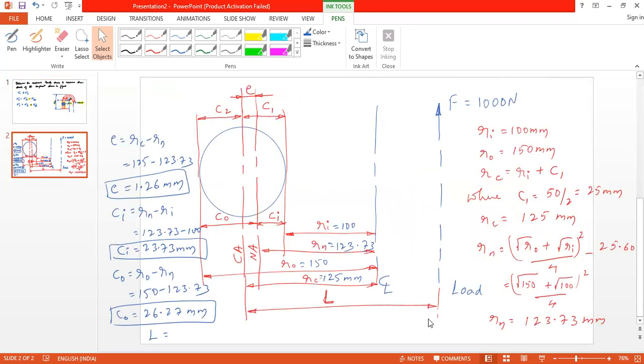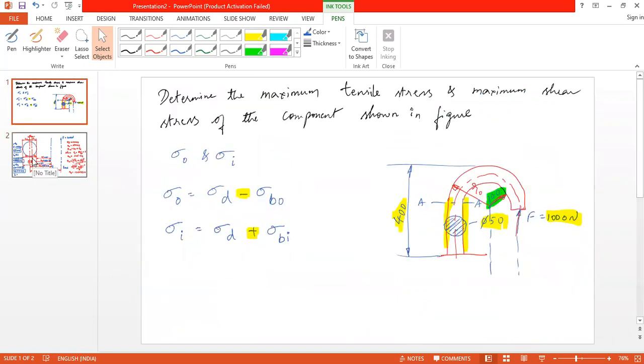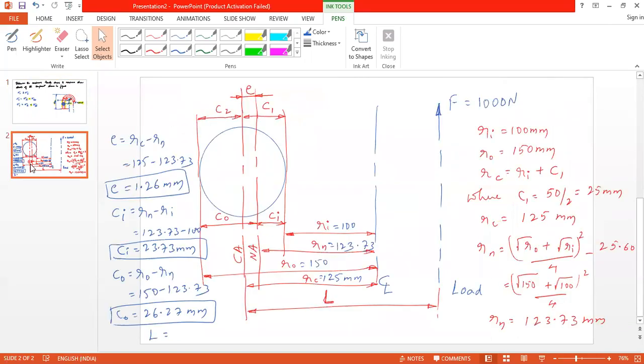What is L? What is this L? 400 mm, sir. No. It is the length, sir. No, it is the length, but how much? Sir, 150, sir. 100 plus 50. 250, sir. Just look into it. Half of this.